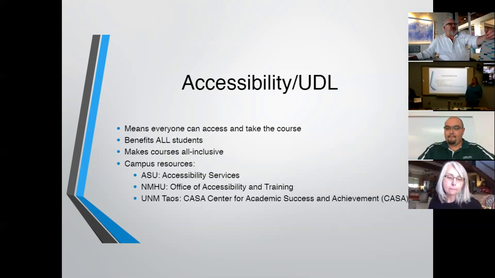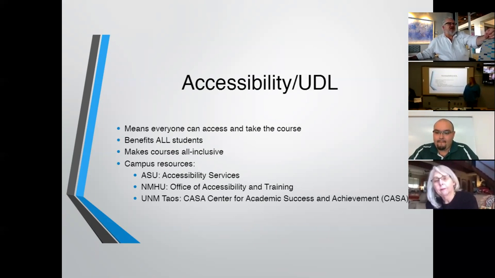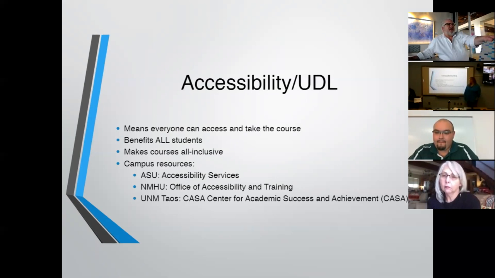Each one of our campuses does have special on-site resources. Adams State's office is called Accessibility Services. New Mexico Highlands has an Office of Accessibility and Training. And at UNM Taos here, we have the CASA, Center for Academic Success and Achievement.